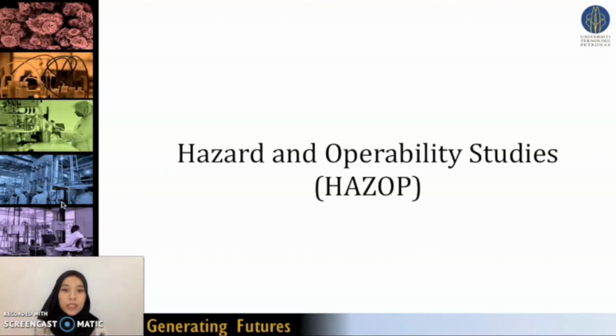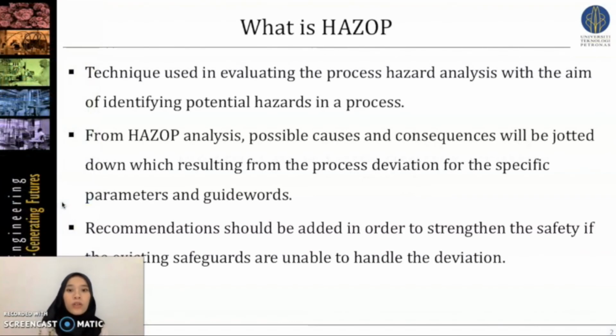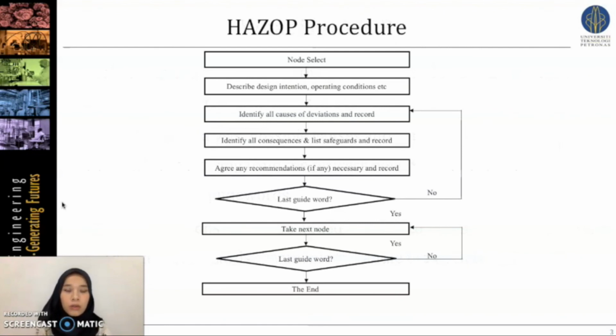Now, we are going to move on to the next topic, which is HAZOP. HAZOP is one of the techniques used in evaluating process hazards, with the aim of identifying potential hazards in the process. From HAZOP, we can identify the possible causes and consequences based on deviation of parameters using guidewords, and then recommendations are added in order to strengthen the safety if the existing safeguards are unable to handle the deviation. This is the step-by-step procedure on how to conduct HAZOP: first node selection, then the design intention description, identifying the cause of deviation and consequences, listing down the existing safeguards, and adding recommendations in order to improve the safety. We conduct this until the last guideword and proceed with the next nodes until all nodes are evaluated.